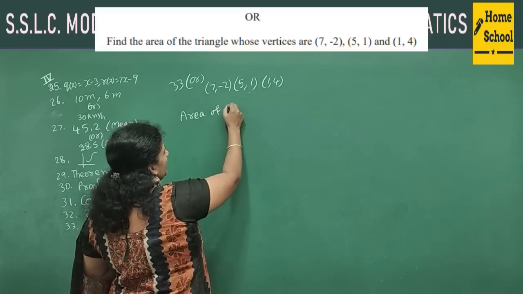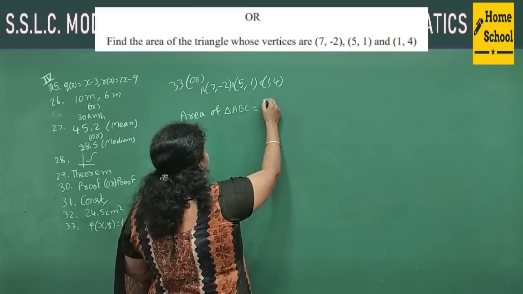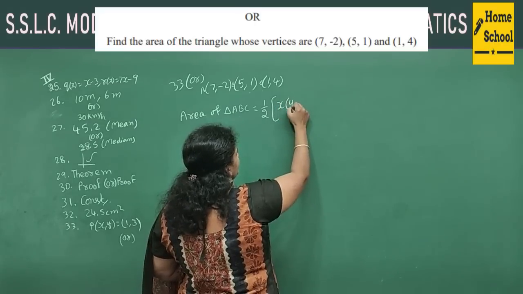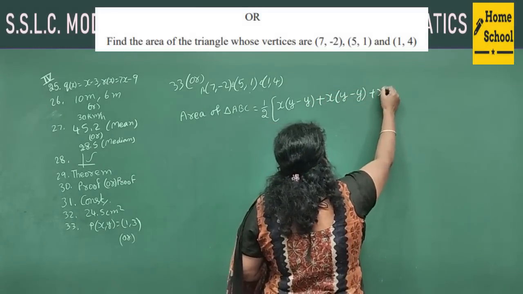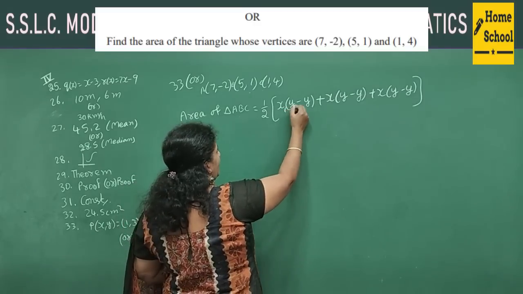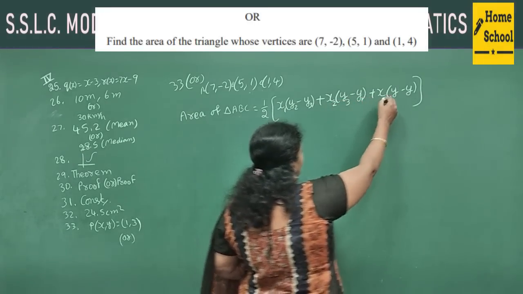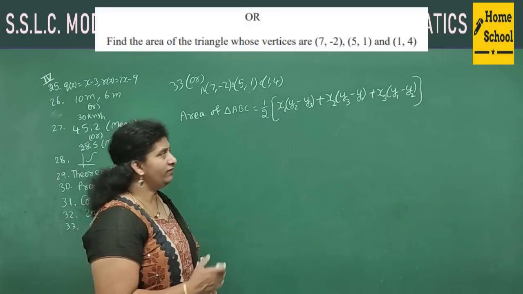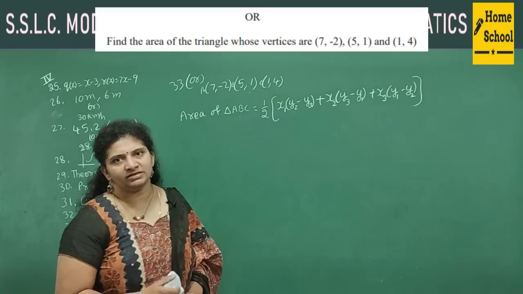Area of triangle, let me mark ABC. You can mark the coordinates if you want. Area of ABC is equal to half of, the formula is very easy to remember, children: x into (y minus y) plus x into (y minus y) plus x into (y minus y). You write x first. How to write now? 1, 2, 3. Next, with 2 you start: 2, 3, 1. Then again with 3: 3, 1, 2. That's it. What is the area of a triangle formula? Half of x1 (y2 minus y3) plus x2 (y3 minus y1) plus x3 (y1 minus y2).